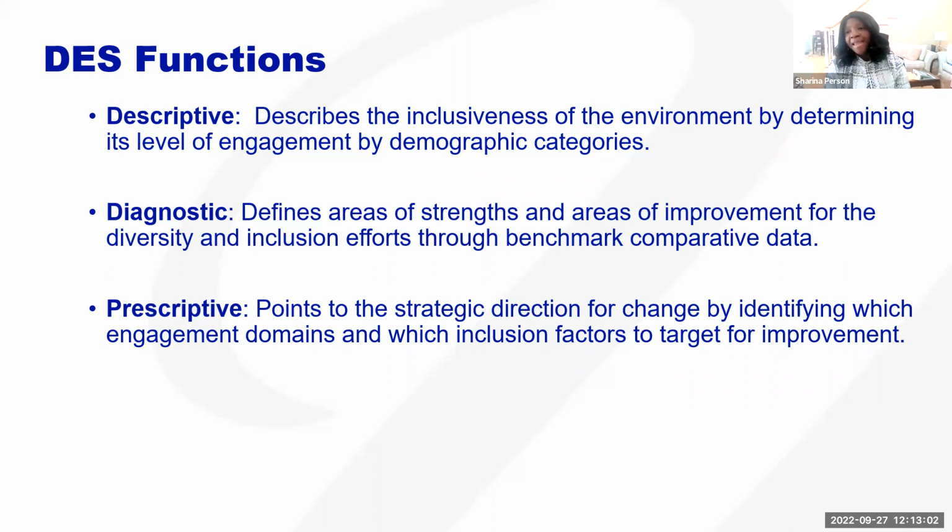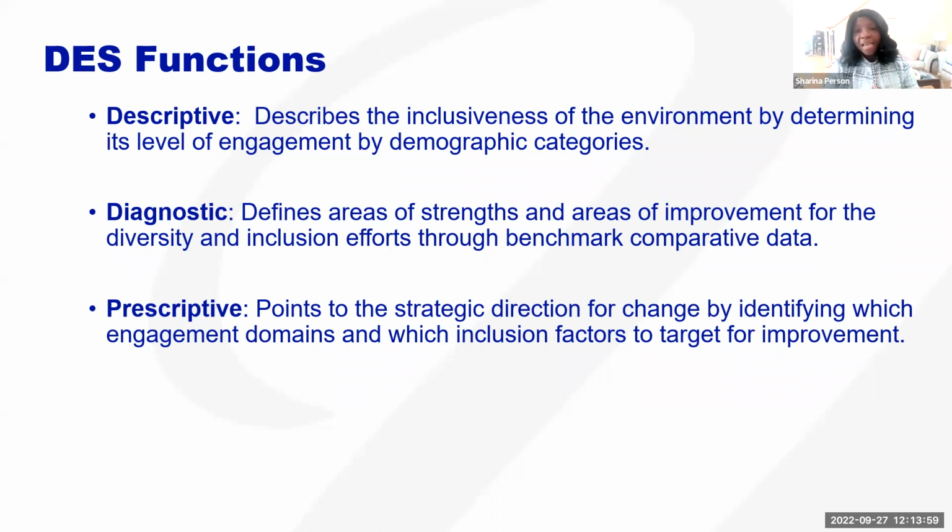It's diagnostic in that it defines areas of strength and areas of improvement for your diversity and inclusion efforts through benchmark comparative data. So one of the things that we always say is that if you've seen one academic medical center, you've seen one academic medical center. And so part of the power of the DES is that we have a very robust benchmark data set that allows us to compare where we are to other institutions that are similar, not just overall, but by all demographic groups as well. So it allows you to really pinpoint specific areas that you can focus your attention, whether it be areas that you really need to focus on or others that you need to maintain, and it allows you to really marshal your resources more effectively.